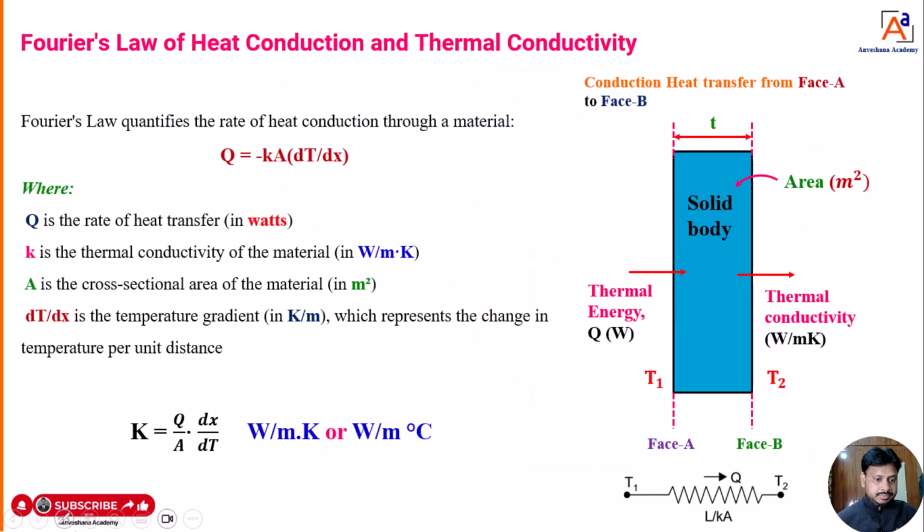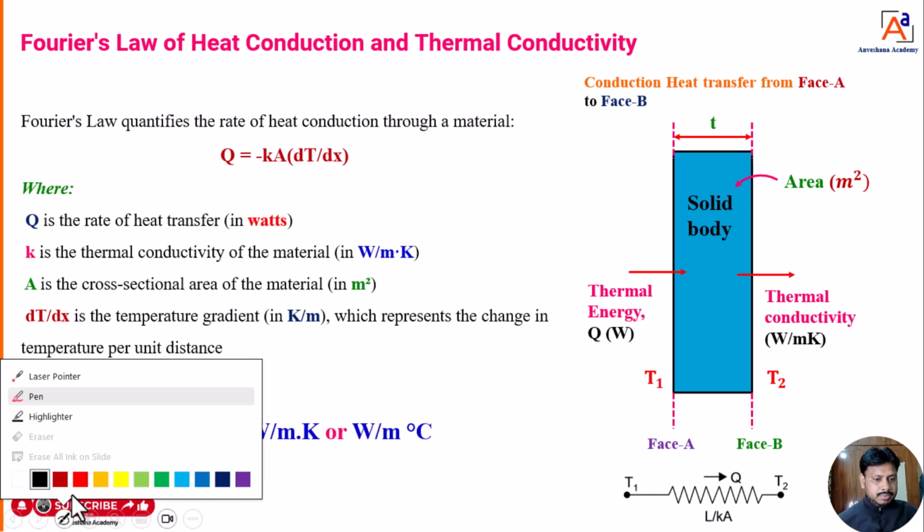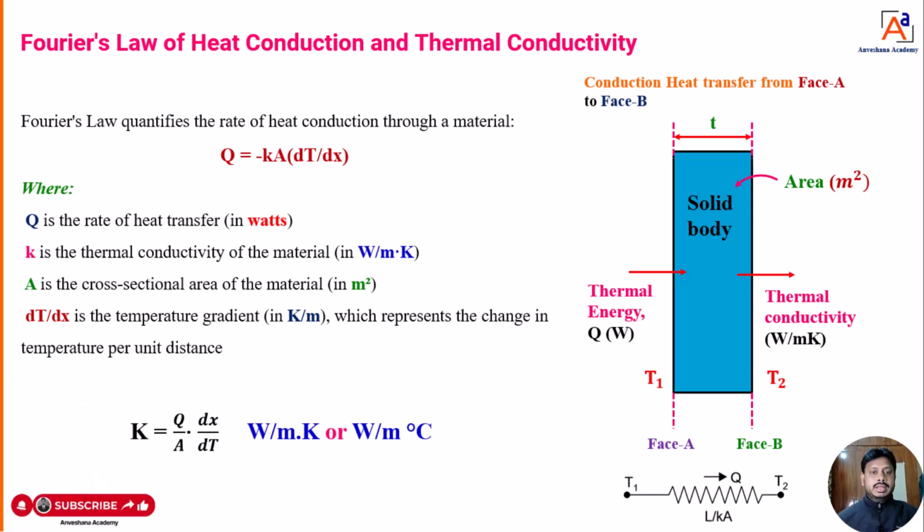Dear students, with the help of Fourier's law, we can calculate the thermal conductivity. How is that done? We already know the conduction heat transfer equation for Fourier's law. That is Q is equal to minus K into dT by dx. I also explained the terms in the conduction heat transfer equation.